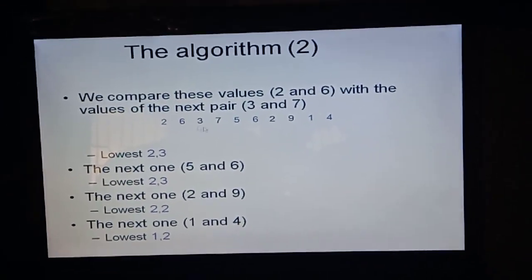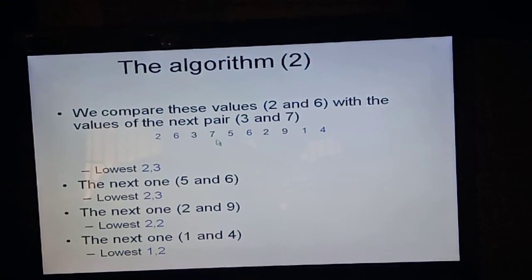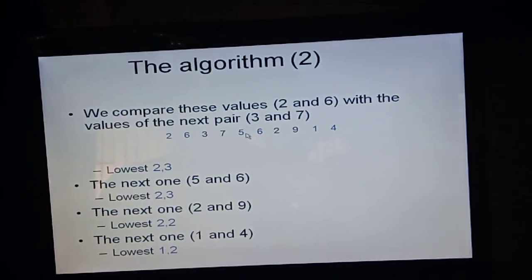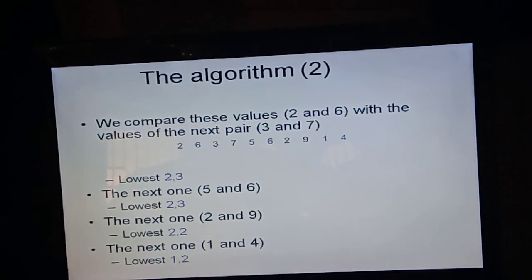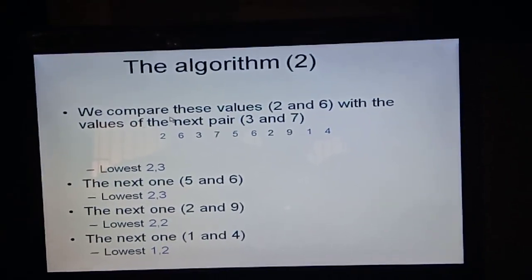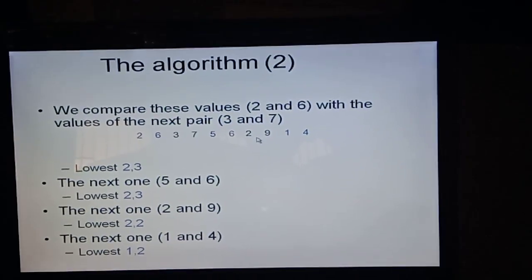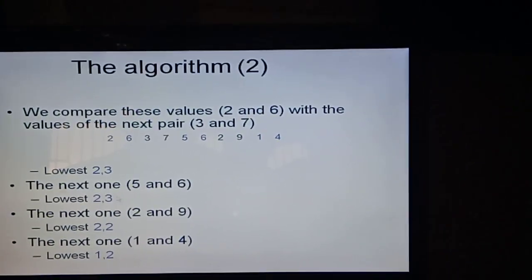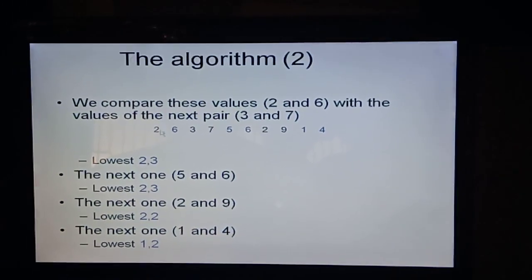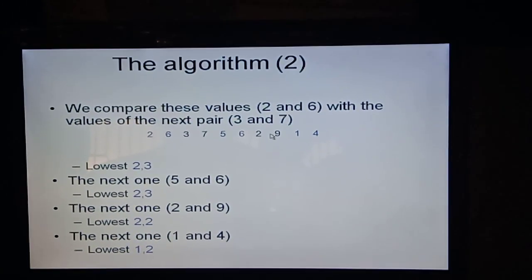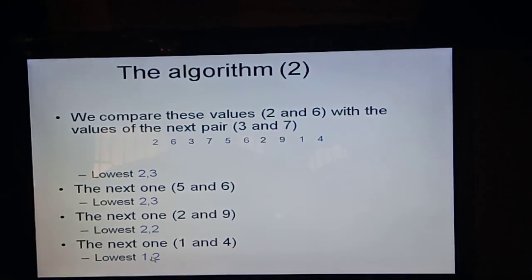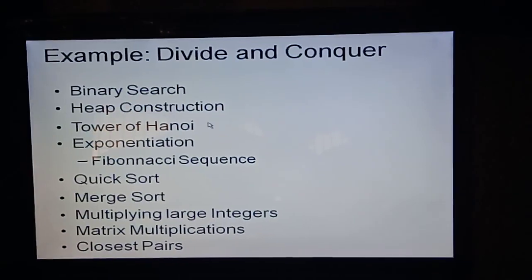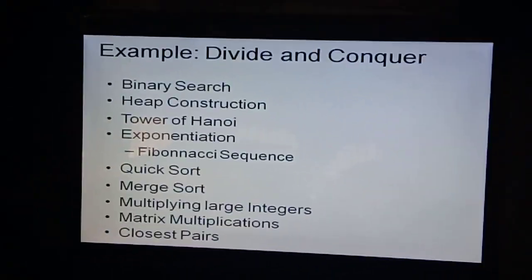After swapping, 2, 6 with 3, 7, we get 2, 3. And next compare 2, 3 with 5, 6. Again least is 2, 3. Again compare 2, 3 with 2, 9. Here you can get 2, 2. And again compare 2, 2 with 1, 4. We can get 1, 2. That is the solution. So in this manner you can continue recursively.